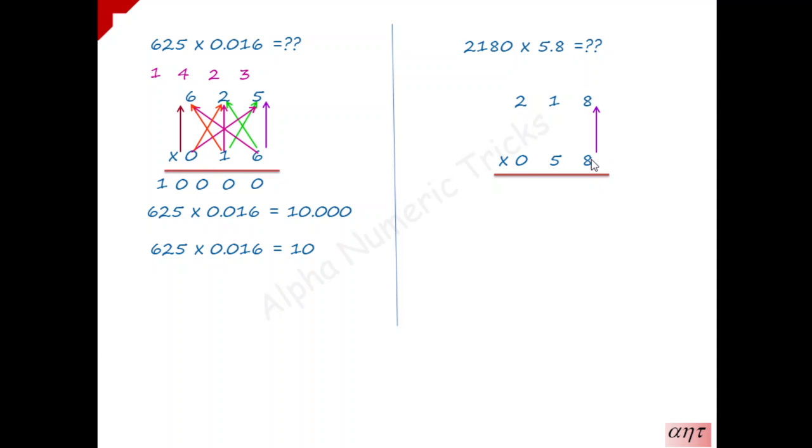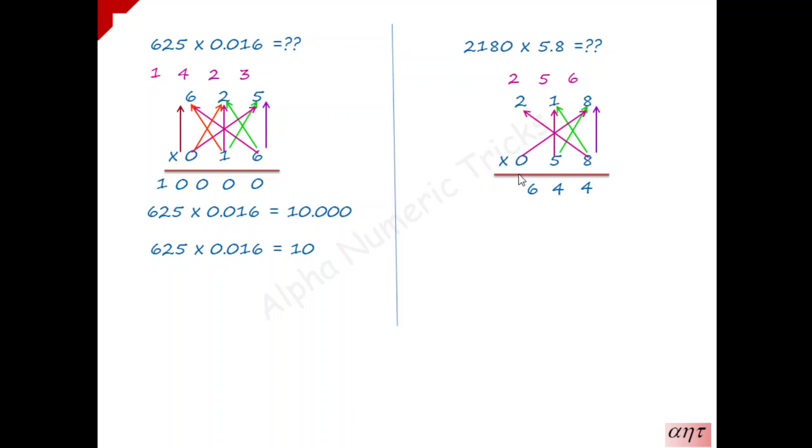8 into 8 is 64, 4 is written, 6 is carry forward, and 5 into 8 is 40, plus 1 into 8 is 8, 40 plus 8 is 48, 48 plus this 6 is 54, 4 is written, 5 is carry forward. After that, you have to multiply all the 3 digits using cross multiplication. 0 into 8 is 0 plus 16, 8 into 2 is 16. 0 plus 16 is 16 plus 1 into 5 is 5. 16 plus 5 is 21. 21 plus this 5 is 26. 6 is written, 2 is carry forward.